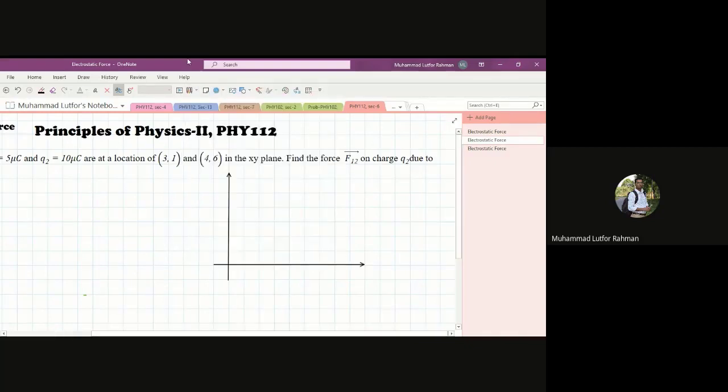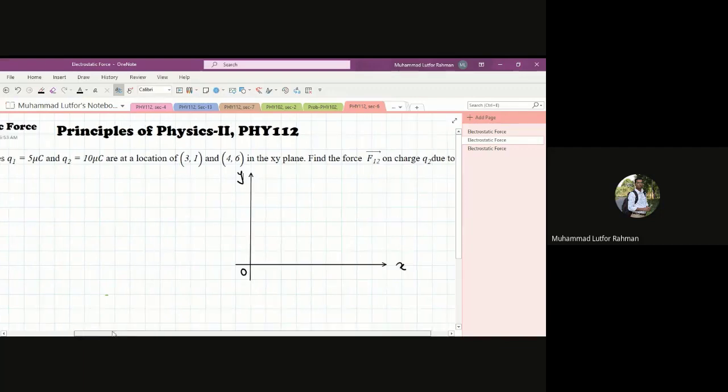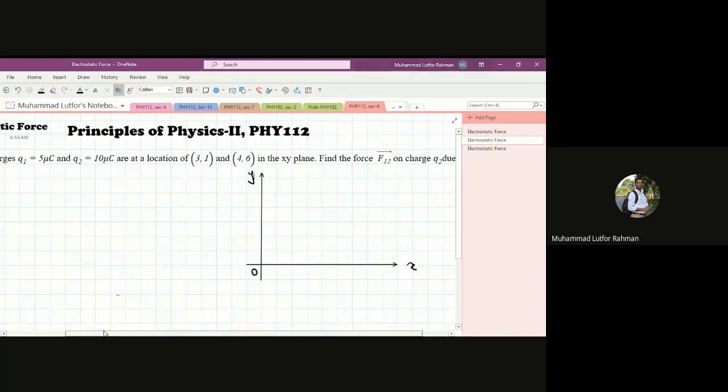Fine. Say I'm choosing my conventional Cartesian coordinate. Say this is my origin, so this is my x-axis. This is my y-axis. They say that Q1 is actually at the location (3, 1) and Q2 is at (4, 6).